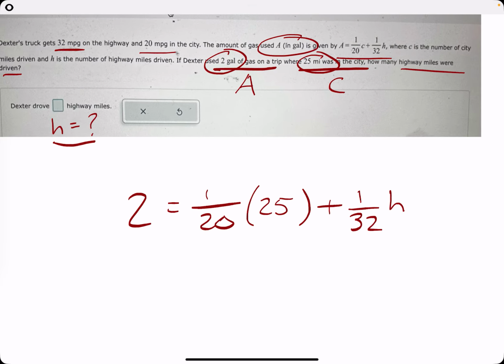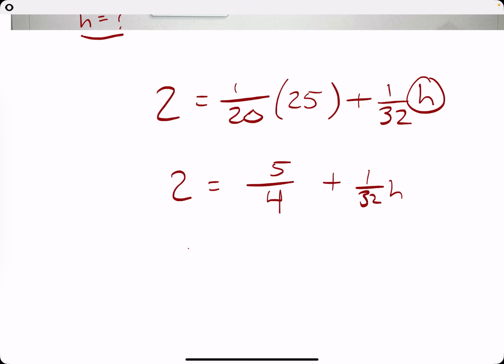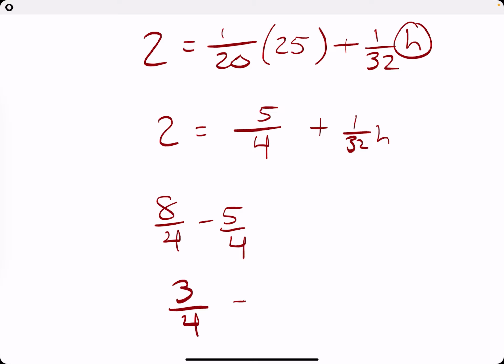Okay, let's see what we got. We want to get H by itself. So let's get rid of the stuff that's furthest away from it first. We have 25 times 1/20. That's just 25 over 20, which reduces to 5 over 4. So we have 5 over 4 plus 1 over 32h equals 2. Let's subtract the 5 over 4. 2 is equal to 8 over 4 minus 5 over 4. 8 minus 5 is 3 over 4. So we have 3 over 4 equals 1 over 32h.